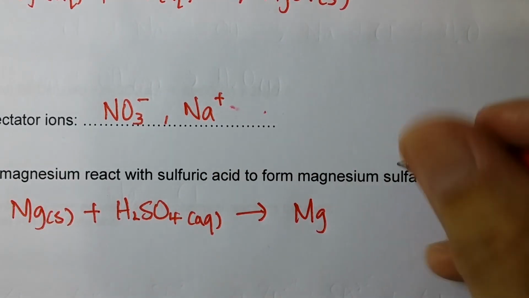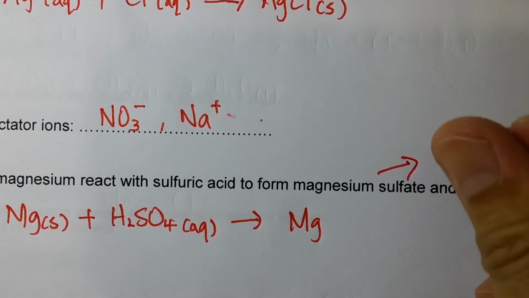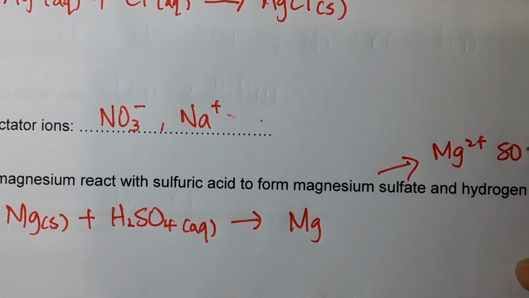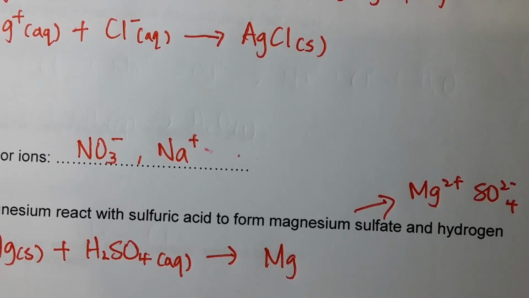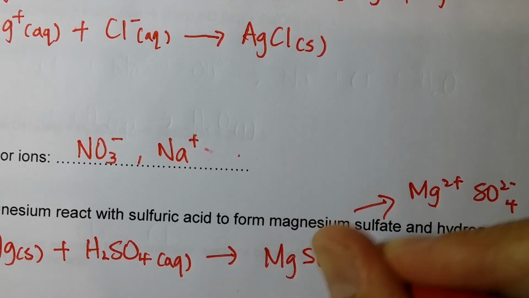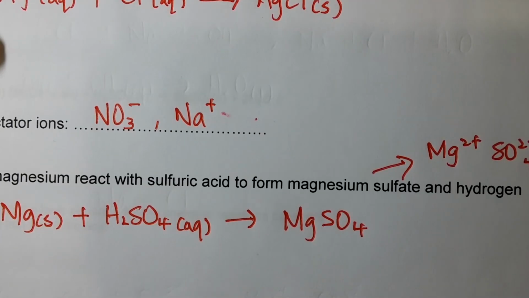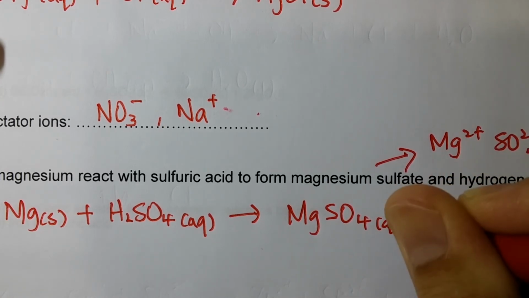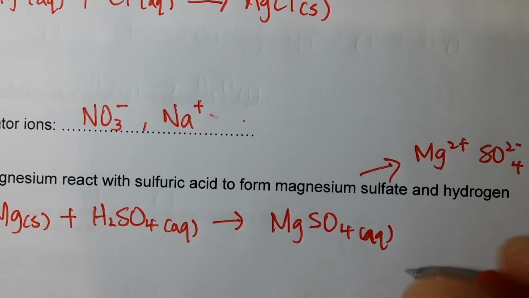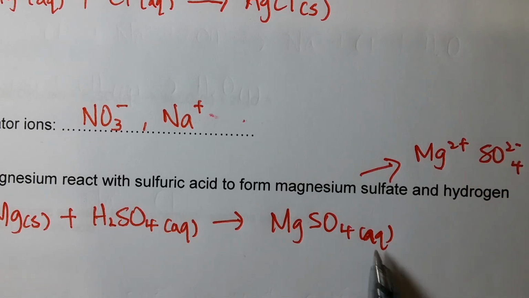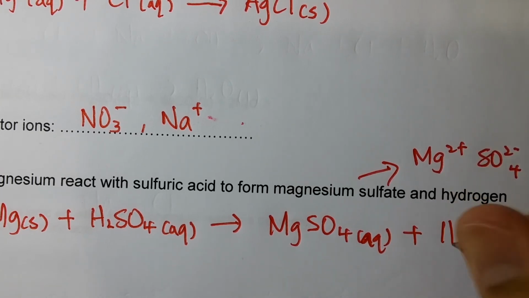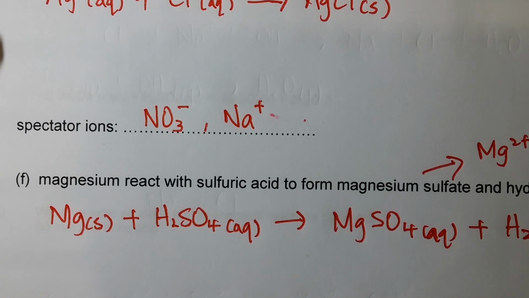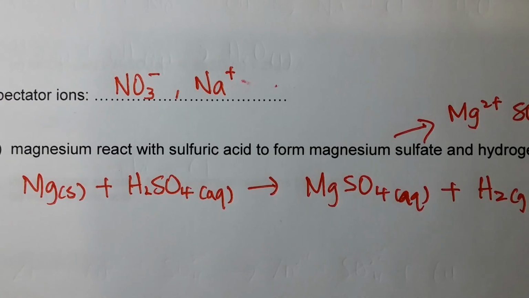Magnesium sulfate. How to write the formula: Mg 2 plus, SO4 2 negative. Then you cross multiply, you get MgSO4. Okay, and this one, the state symbol is actually aq. You learn this in the solubility table under the salt chapter. Hydrogen, H2. Then you have to make sure that the chemical equation is balanced. Now it is balanced. If it is not balanced, then you have to balance it.